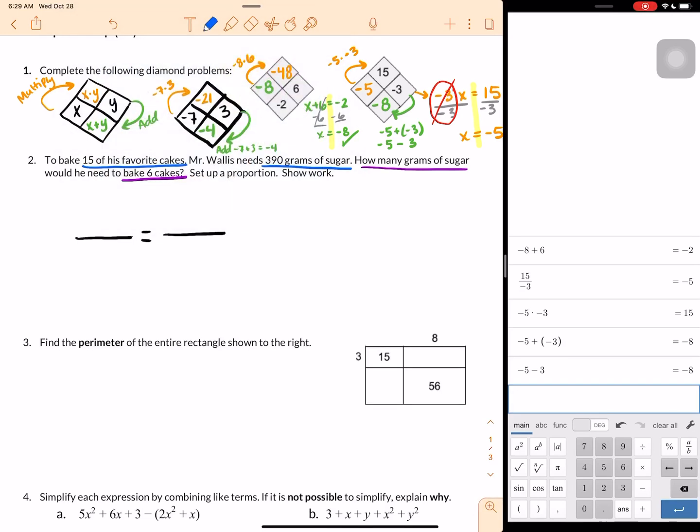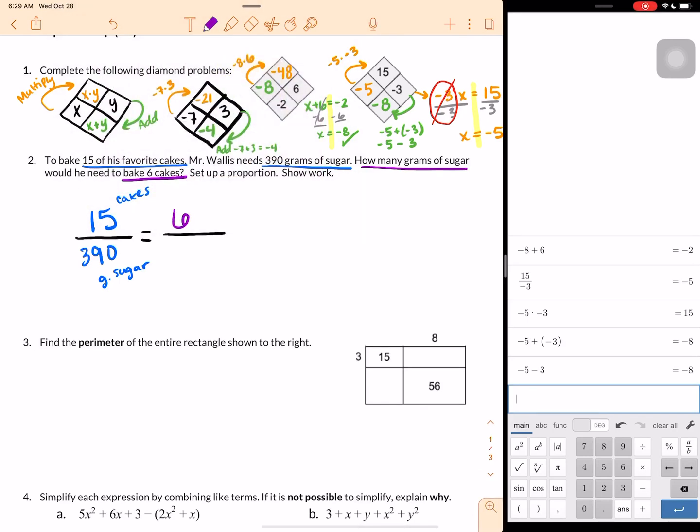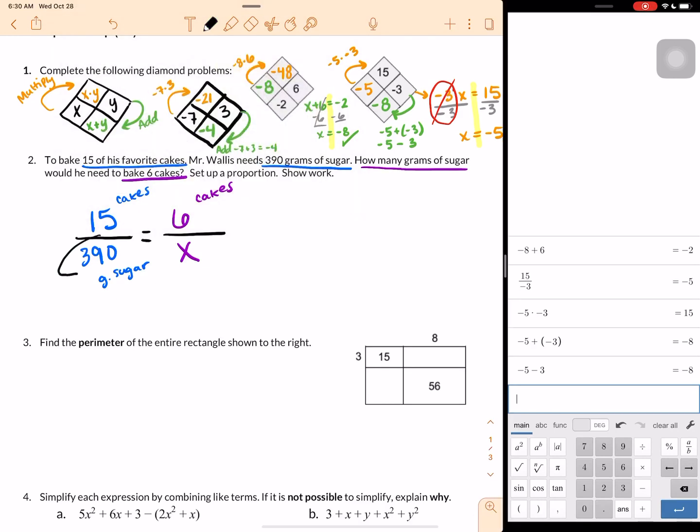Okay, so 15 cakes, and you can always write cakes up here. 15 cakes need 390 grams of sugar. I use just G for grams. So if I know 15 cakes is 390 grams of sugar, and I know that he wants to bake only 6 cakes instead of all 15, I need to put the 6 on top where the other cakes are for the 15. And then we don't know how many grams of sugar those cakes need if I only need 6 of the cakes. So here what you can do is cross multiply.